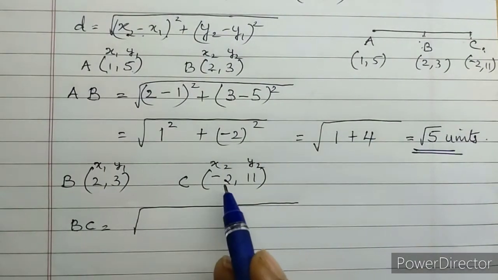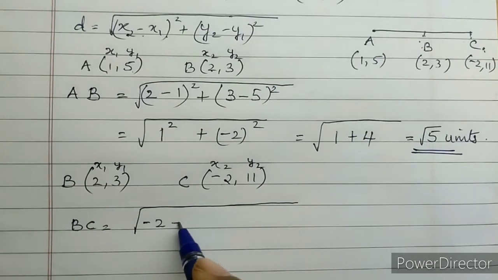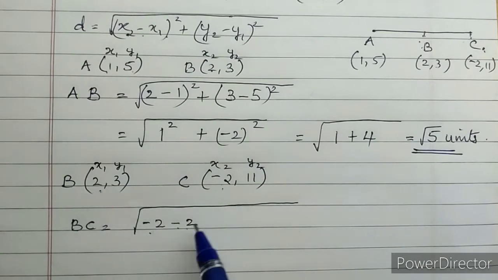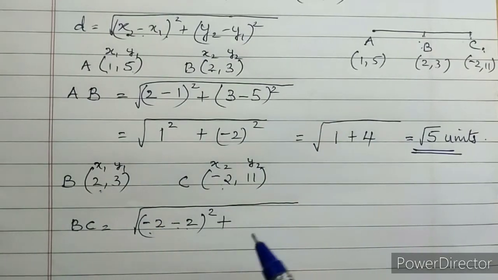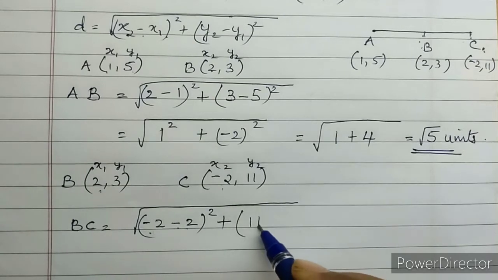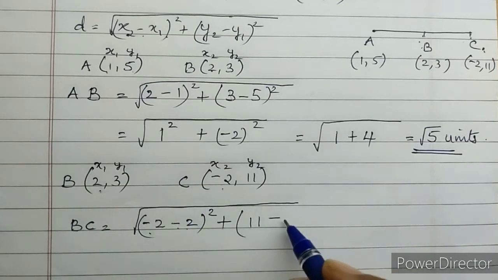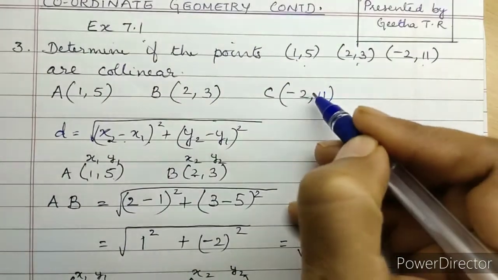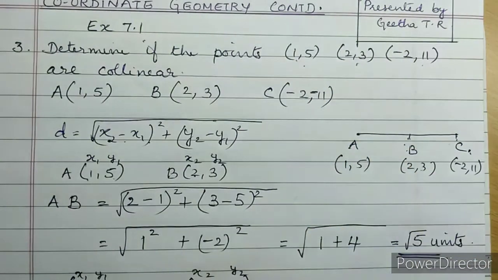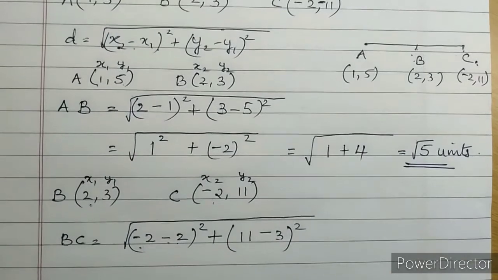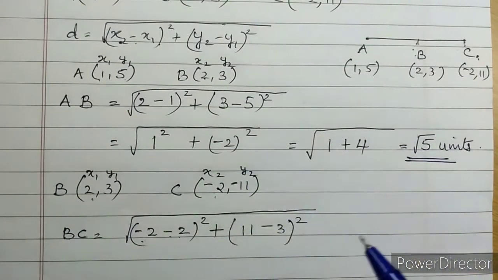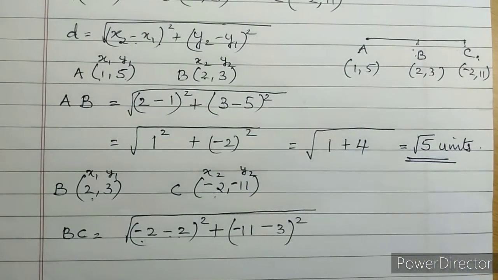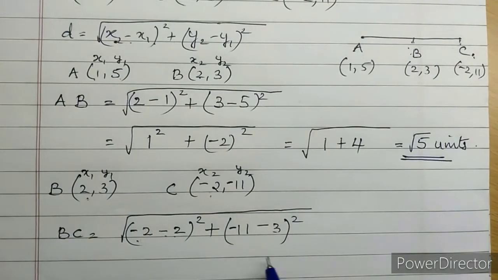x2 minus x1, that is minus 2 minus 2, minus 2 minus 2 the whole square, plus y2, 11 minus 3 the whole square. The question has a small change, children: C is (-2, -11). So here also it will change. This will be minus 11, so y2 is minus 11. Minus 11 minus 3 the whole square.